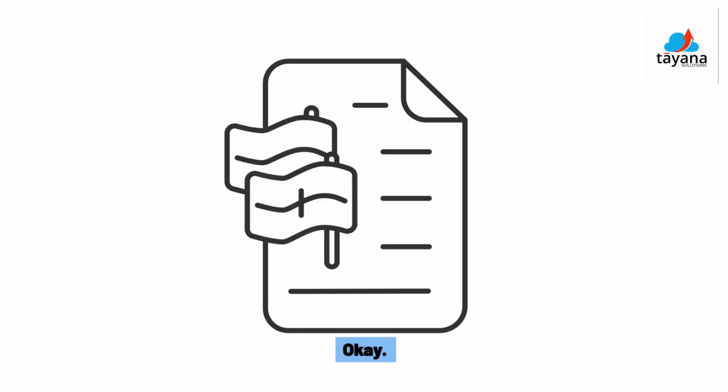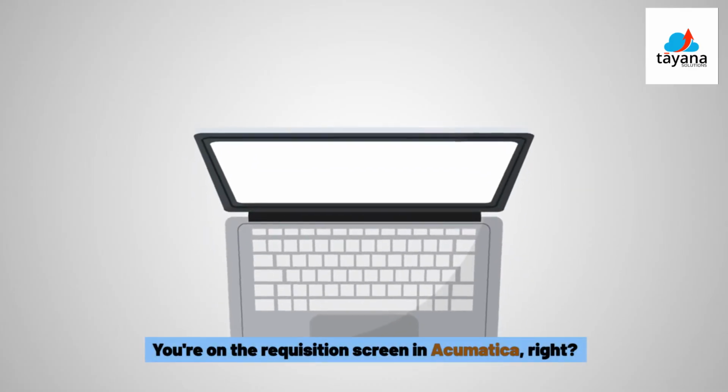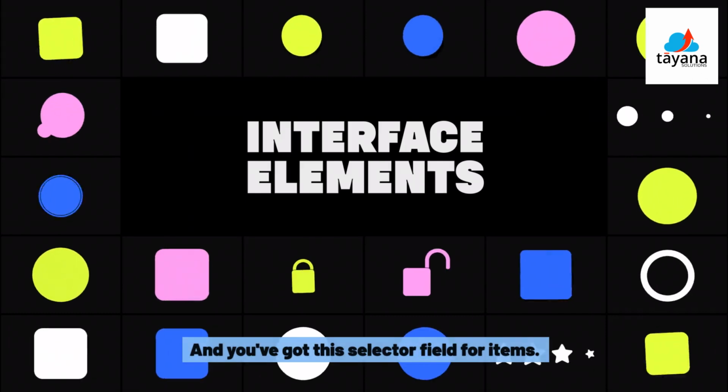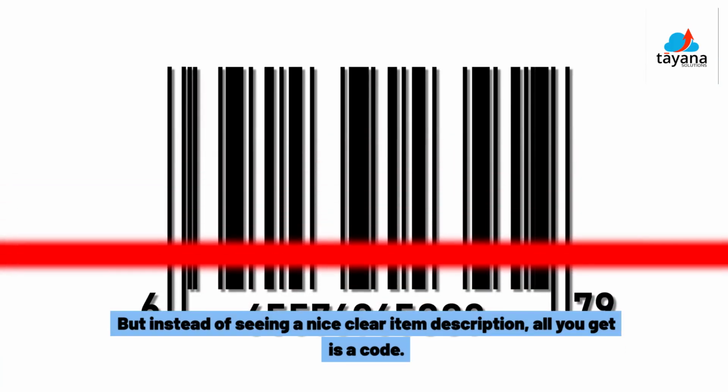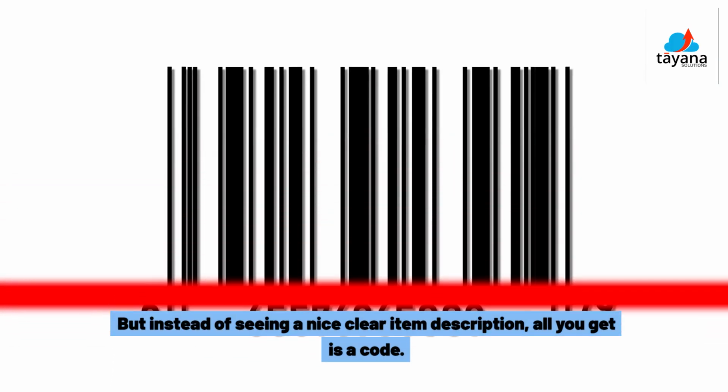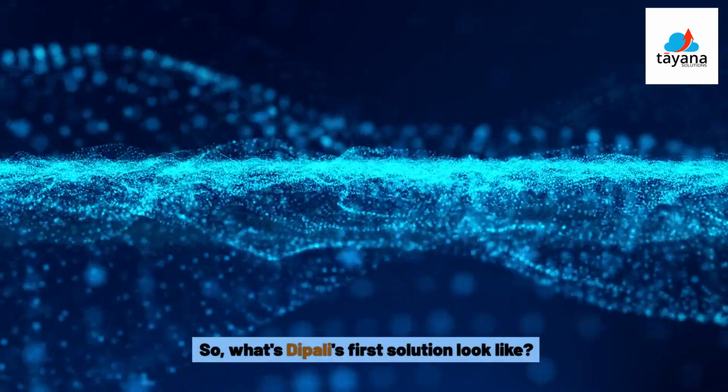What's the problem we're tackling here? Okay, so picture this. You're on the requisition screen in Acumatica, right? And you've got this selector field for items, but instead of seeing a nice, clear item description, all you get is a code. Ugh. Yeah, not very helpful. No, not at all. So what's Dipali's first solution look like?